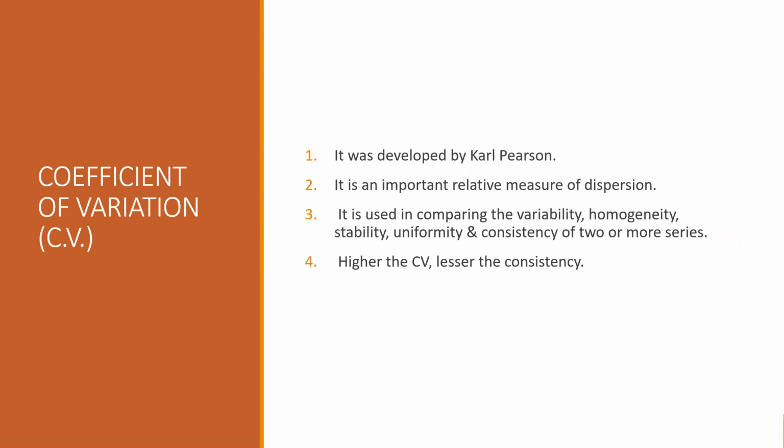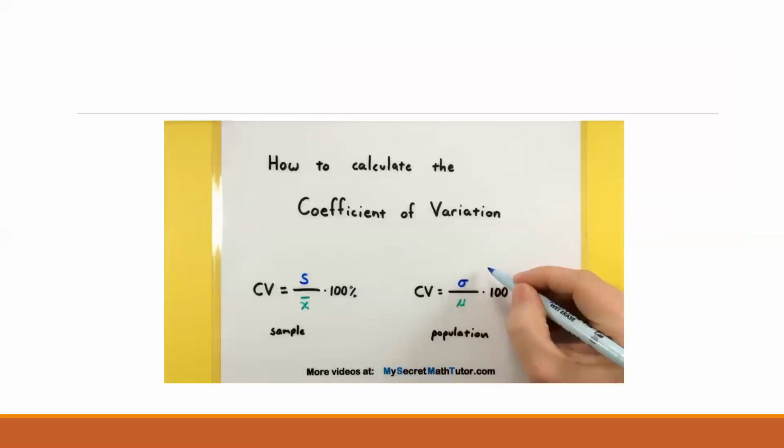Next is the coefficient of variation. It was developed by Karl Pearson, and it is an important relative measure of dispersion. It is used in comparing the variability, homogeneity, stability, uniformity, and consistency of two or more series, and the higher the coefficient, the less the consistency. Here is how to calculate the coefficient of variation. For the sample, it is s divided by x bar, multiplied by 100%. And for the population, it is sigma over mu, multiplied by 100%.